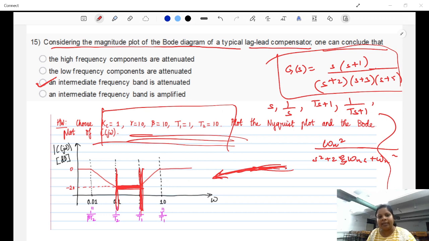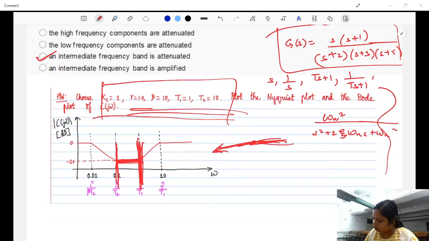You have the lowest gain present over here. That means that this frequency is not being passed through the system, and you're attenuating these frequencies, and you have the other frequencies present. So these corner frequencies would really help you in getting the frequencies that are being attenuated, and they are the intermediate frequency. I hope it is clear. Yes, ma'am. Okay.